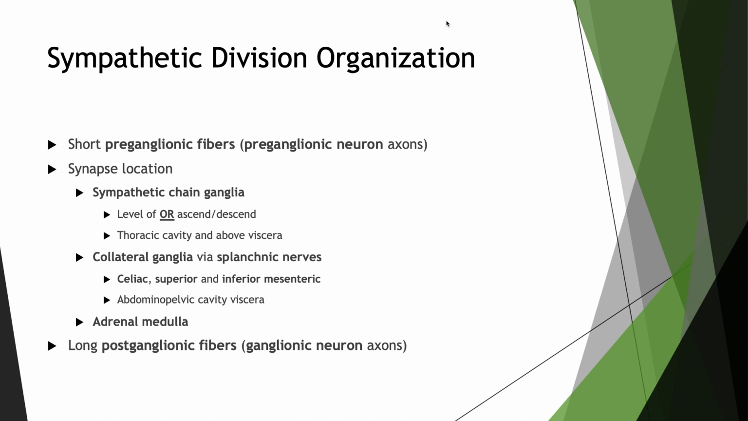travels to the middle cervical ganglion and the inferior cervical ganglion, or the stellate ganglion. And that innervates the heart to increase heart rate and blood pressure, dilates the aorta, dilates the bronchioles, and constricts the esophageal sphincter.